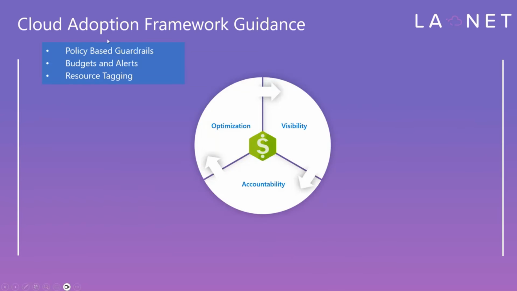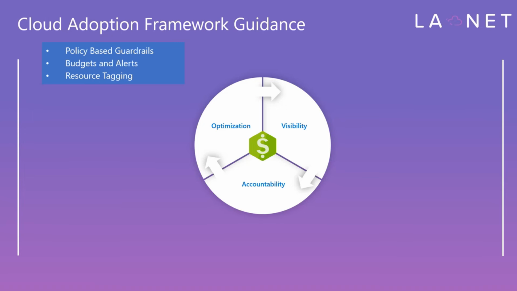Okay, cloud adoption framework guidance. So here we're talking about policy-based guardrails. There are things we can put into place called policies in the platform that can control what people can and can't do in the platform. Things like resource tagging for visibility.